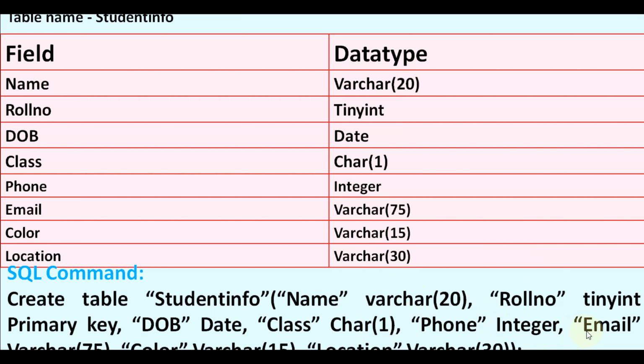Then next is email. Email is the column mentioned here, its data type is varchar, so varchar is mentioned. Thereafter its size is also given, 75, so 75 is there in the small brackets. Thereafter next one is color, so the color field name in double quotes, its data type is varchar and length is 15. After that, the last field is location in double quotes, data type is varchar and length is 30.